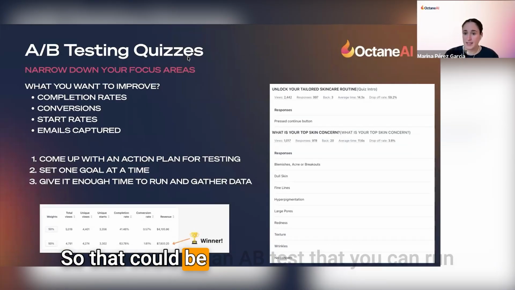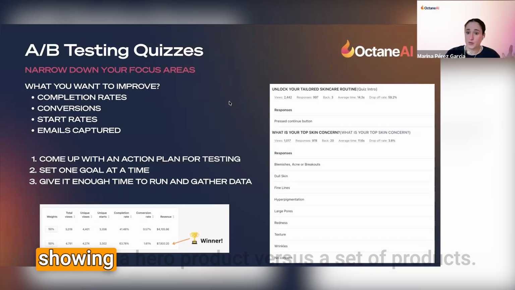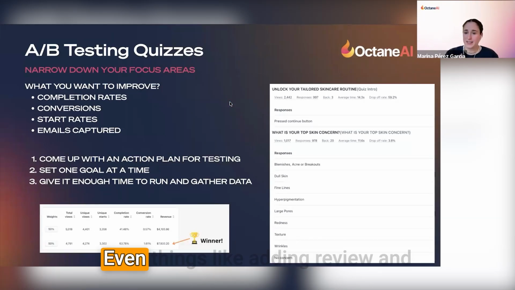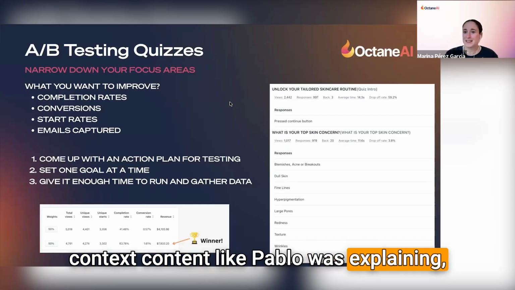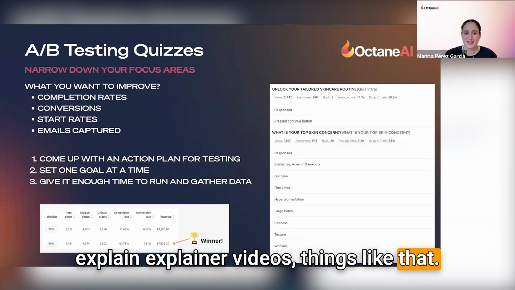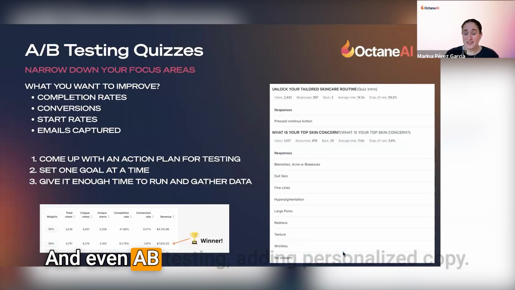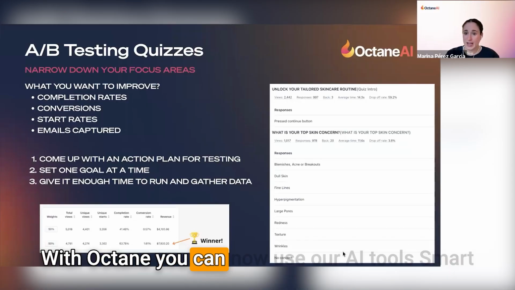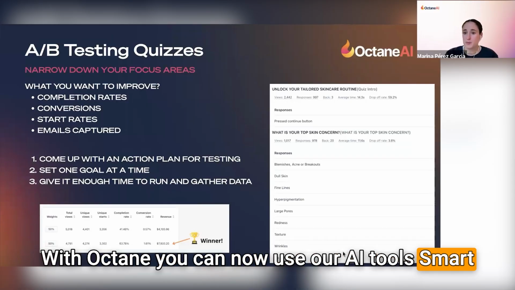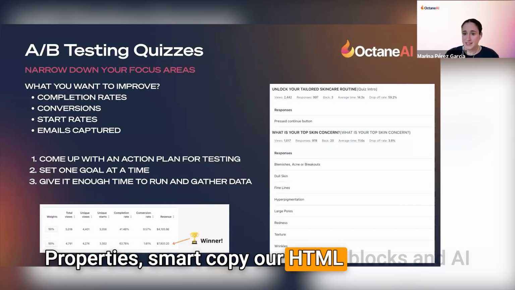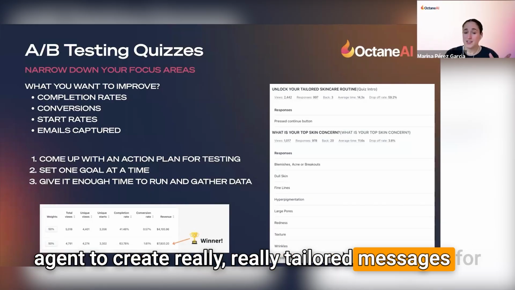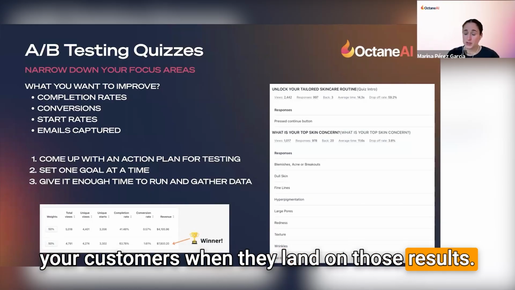So that could be an A/B test that you can run, showing a hero product versus a set of products, adding add-ons, even things like adding review and context content, like Pablo was explaining, explainer videos, things like that. And even A/B testing adding personalized copy. With Opt-in, you can now use our AI tools, Smart Properties, Smart Copy, our HTML blocks, and AI agent to create really, really tailored messages for your customers when they land on those results pages.